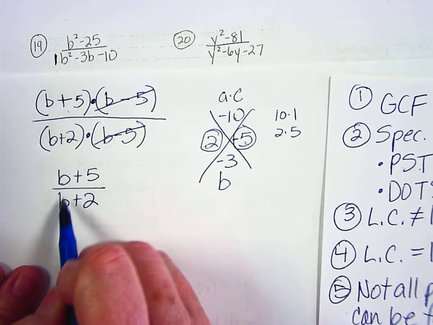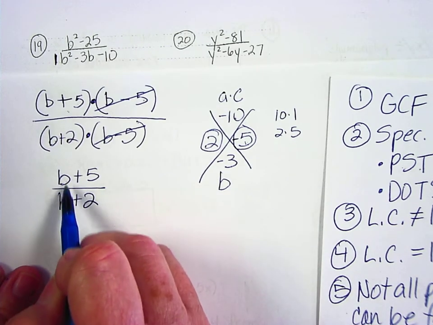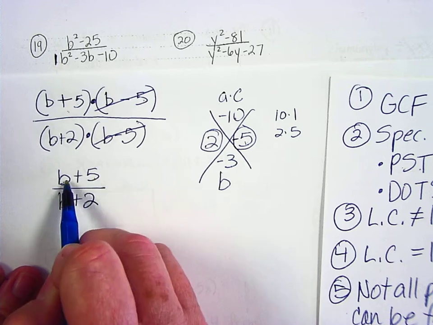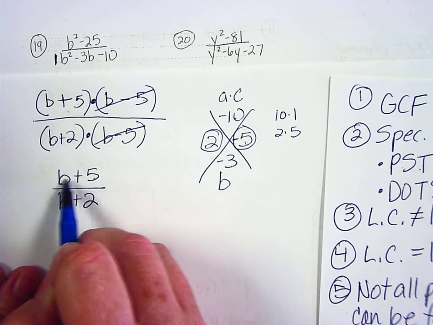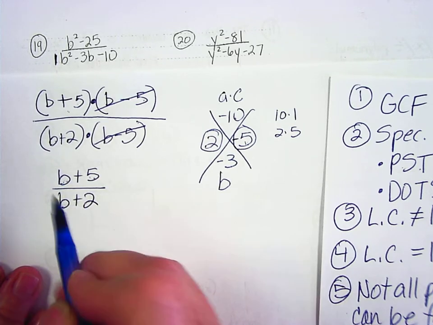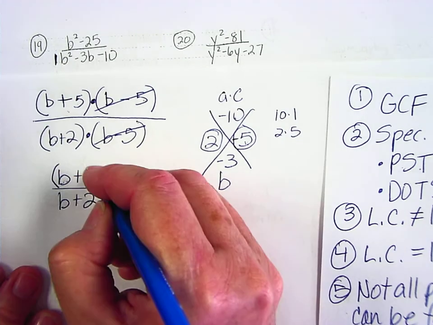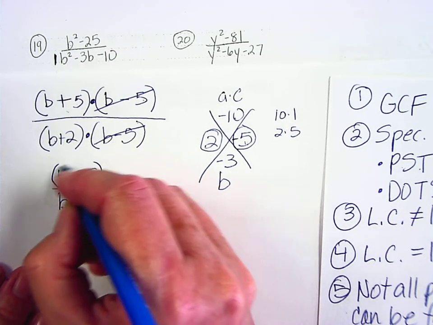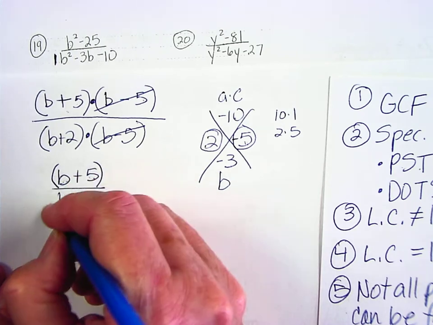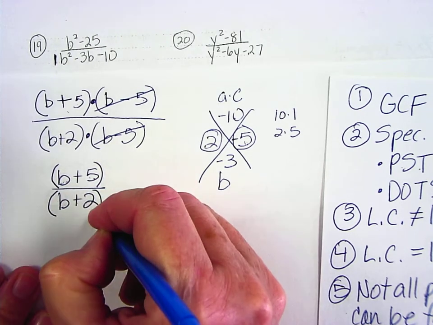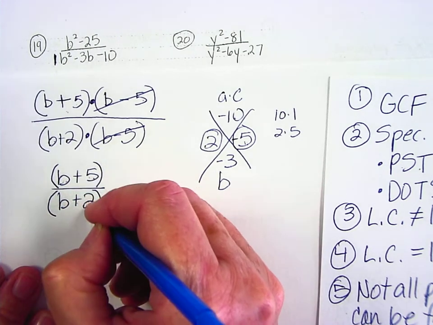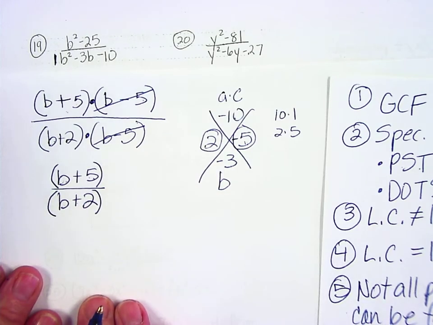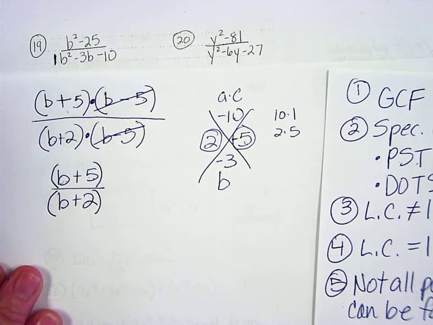I cannot cancel out these b's because they're not factors. They're not being multiplied. They're being added. It's completely different. So this is a package deal. Both of these terms are inside a binomial, and this entire binomial is 1 factor. This is 1 factor, and these factors are not exactly alike, so I can't cancel them. So that's your final answer.